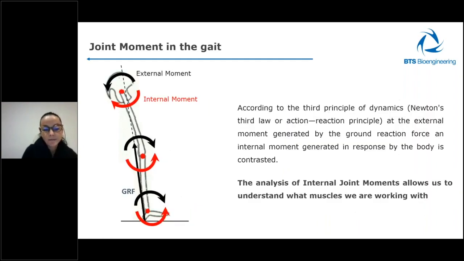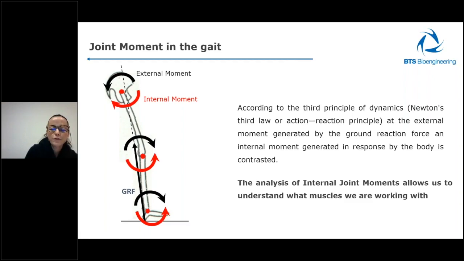Let's consider this precise moment of the stance phase, exactly the foot initial contact with the ground. First of all, it's important to assess if the application line of the ground reaction force is forward or backward with respect to the joint center of rotation. Compared to the center of rotation of the ankle, for example, the ground reaction force is backward, and so it is generating an external plantar flexor moment.